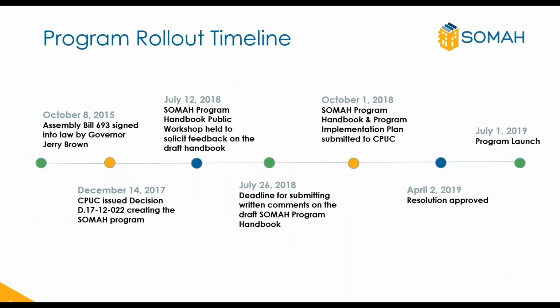Next, we'll take a look into the background of the SOMAH program. The program was instituted through Assembly Bill 693, which was authored by California Assembly member Susan Eggman, and this bill passed in 2015. About a year and a half after the bill was signed, the Commission issued Decision 17-12-022 in 2017 to begin the implementation of AB 693, ultimately creating the SOMAH program. After a few years of regulatory feedback and program planning, SOMAH launched on July 1st of this year.